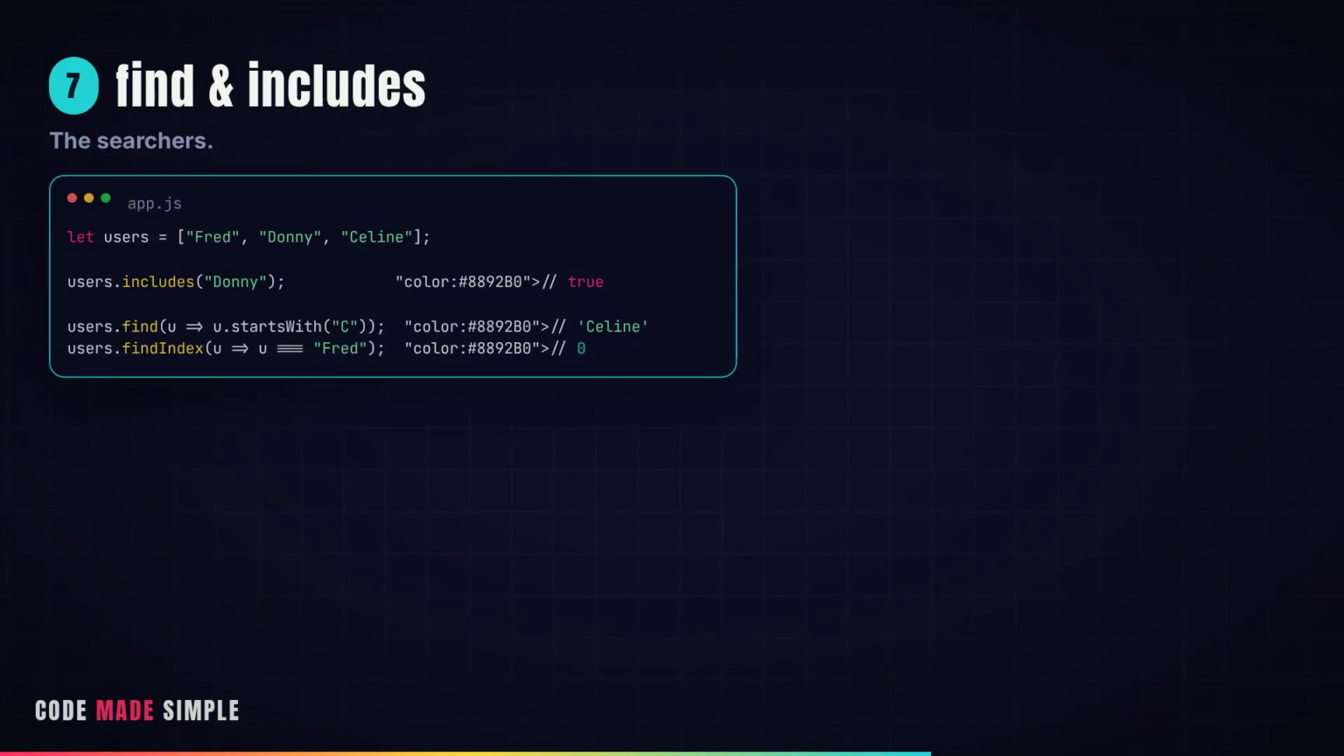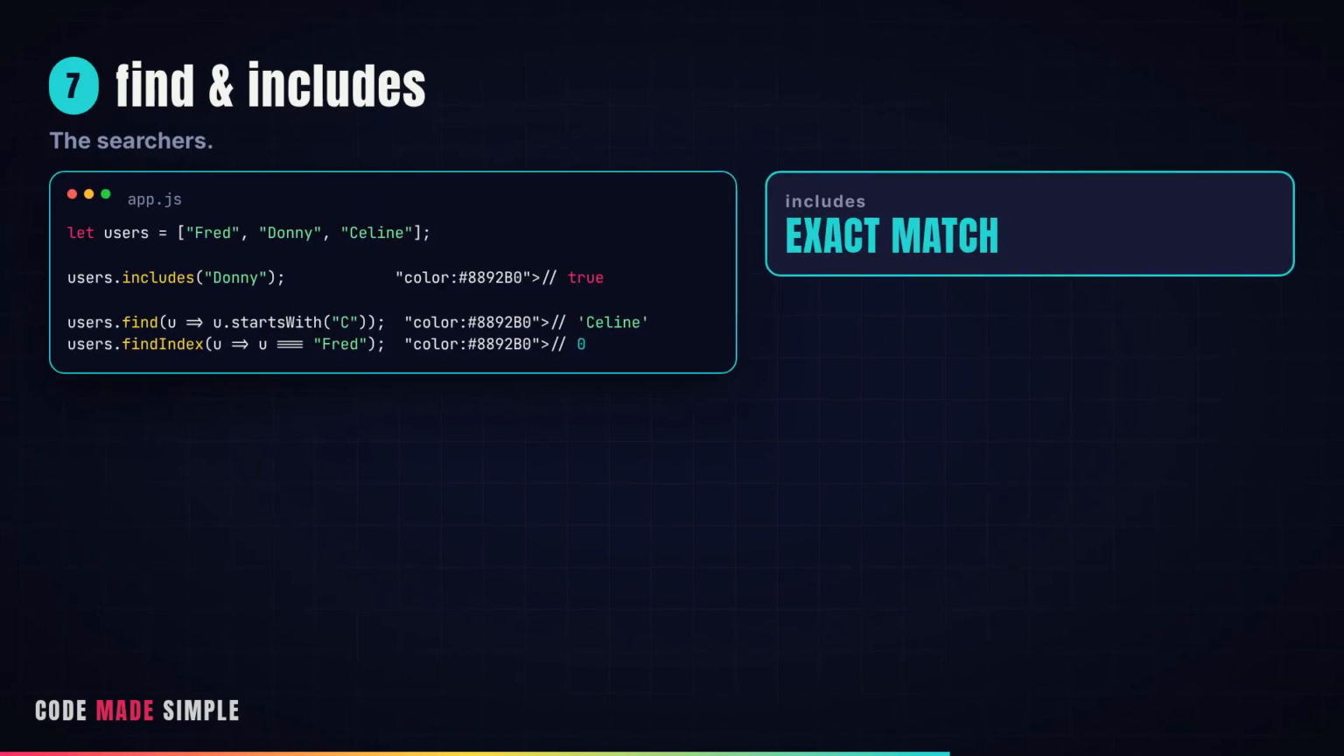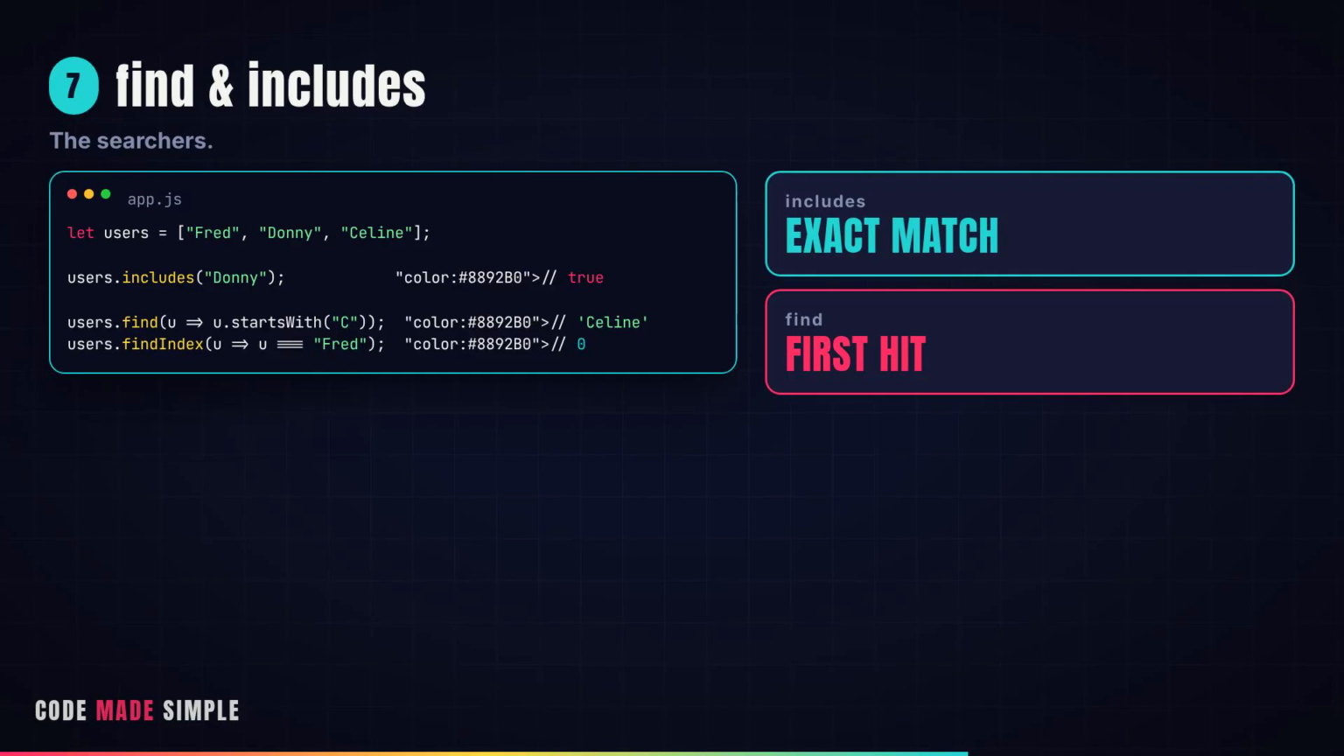Find and includes, the searchers. Includes checks for an exact match, returns true or false. Find runs a callback and returns the first item that passes. Find index returns its position instead.